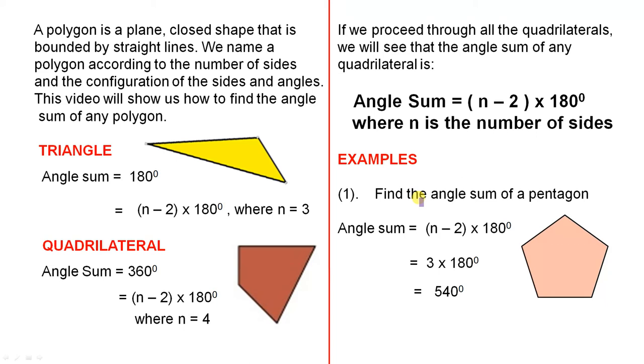So, let's have a look at some specific examples. Find the angle sum of a pentagon. A pentagon has 5 sides. So the angle sum will be n minus 2 times 180. Here n equals 5, so 5 minus 2 is 3. So it's 3 times 180, which is 540 degrees. So the angle sum for a pentagon is 540 degrees.